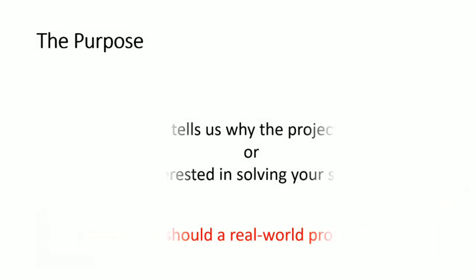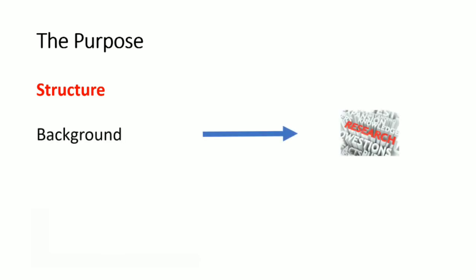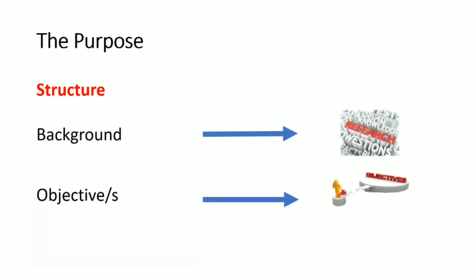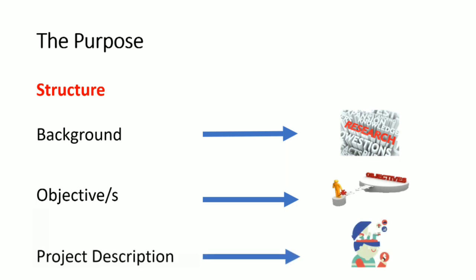Now let us look at the structure of the purpose section. The purpose section has 3 subsections. These are the background, the objective or objectives, and the project description. Let us look at each of these subsections in greater detail.